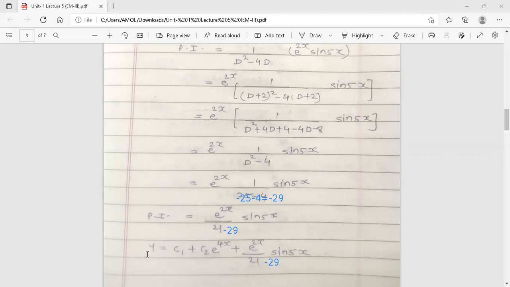And so the general solution is y is equal to CF plus PI. CF is C1 e raised to 0x. e raised to 0x is 1. So you just write here C1 plus C2 e raised to 4x plus e raised to 2x upon minus 29 into sine 5x. So this is one correction here.